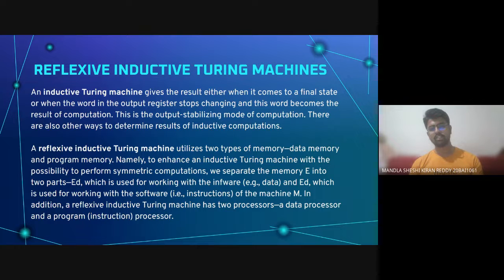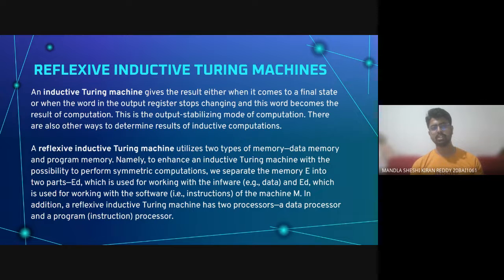A reflexive inductive Turing machine utilizes two types of memory, the data memory and the program memory, namely to enhance an inductive Turing machine with the possibility to perform symmetric computations. In this reflexive inductive Turing machine, only by performing the symmetric computations can we achieve our goal. If we use the property of the symmetric nature, we can proceed further. To use the symmetric computations, we separate the memory E.